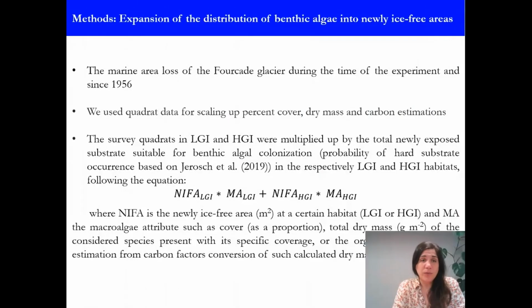Later, we calculated the marine area loss of Fourcade Glacier during the time of the experiment and since 1956. We used the information from the quadrat survey and scaled up that percent cover, dry mass, and carbon estimations by the total newly exposed substrate suitable for benthic algal colonization, which for us was the probability of hard substrate occurrence based on Herosh et al. 2019.